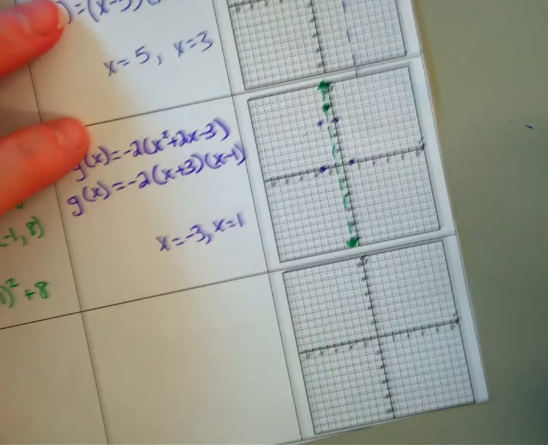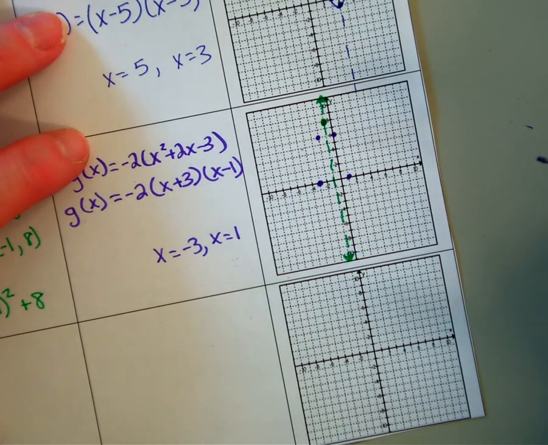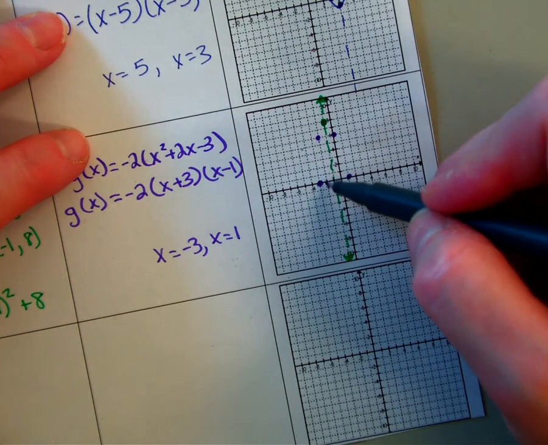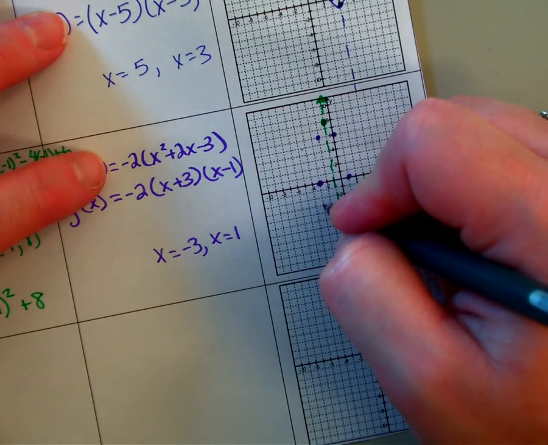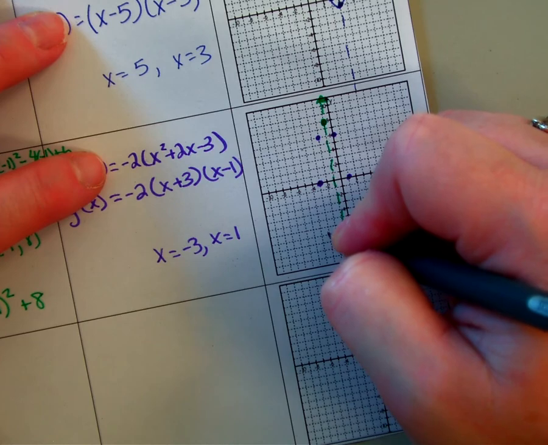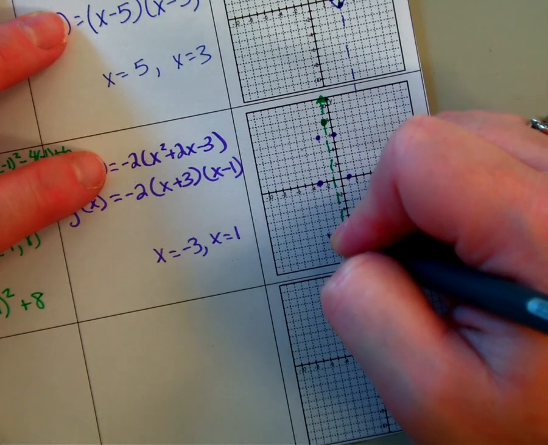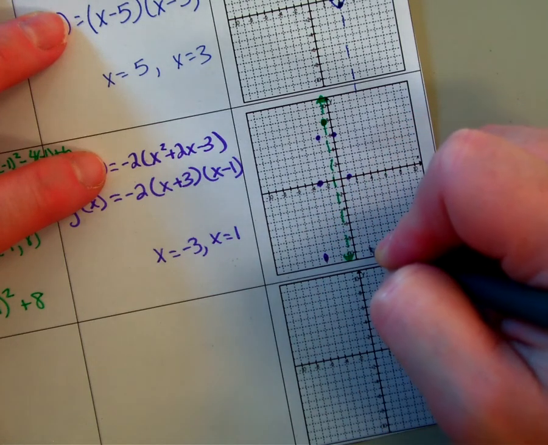Oh, you can't see that. From my vertex, down 2, to the right 1. It's down because it's negative. So that's going to be a downward sloping parabola. And then this is down 6, to the right 1. And down 10. Oops, I lost count. 1, 2, 3, 4, 5, 6, 7, 8, 9, 10, over 1. There we go.